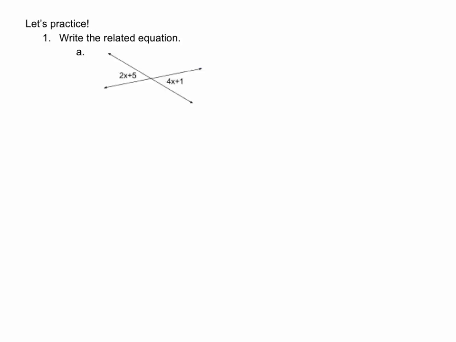Okay, here's an example for practice. We just need to write the related equation. And we have an equation for the red angle here and this blue angle here. Now, what do I know about them? They are opposite from each other when we had two intersecting lines, which means they are vertical angles. And we know that vertical angles are congruent, so we can set their measures equal to each other. That tells us that 2x plus 5 equals 4x plus 1.